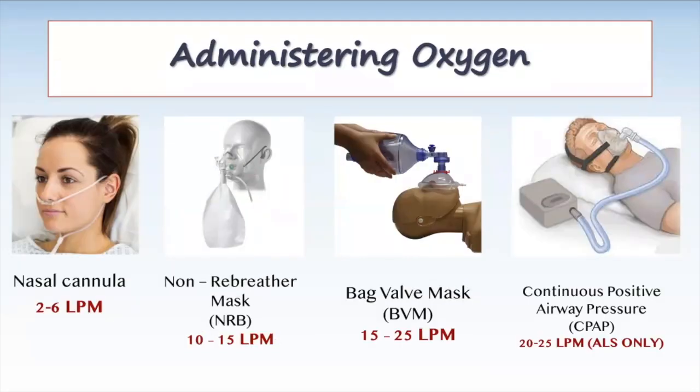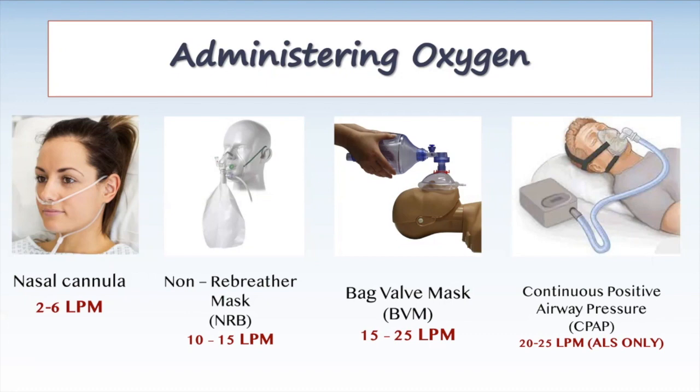When administering oxygen, there are 2 things that you should consider. Number 1, is your patient conscious? And number 2, can your patient maintain their own airway? There are 3 main methods of administering oxygen for BLS providers: the nasal cannula, the non-rebreather mask, or NRB, and the bag valve mask, or BVM. The CPAP is only used by ALS providers.